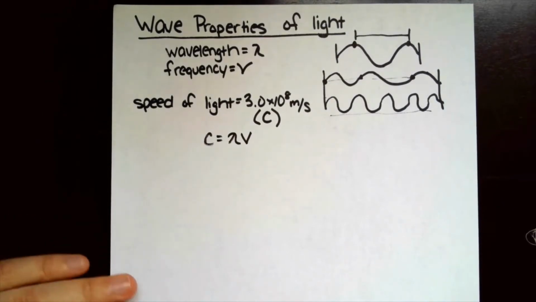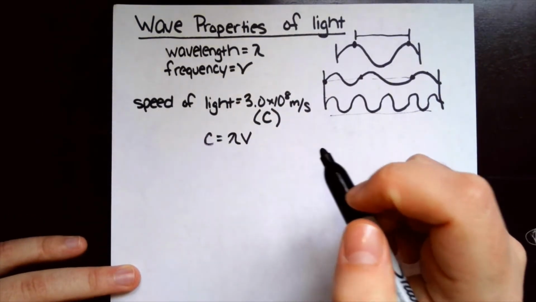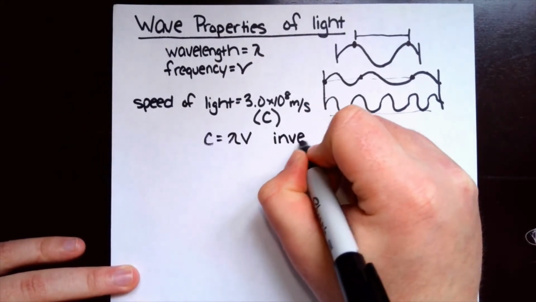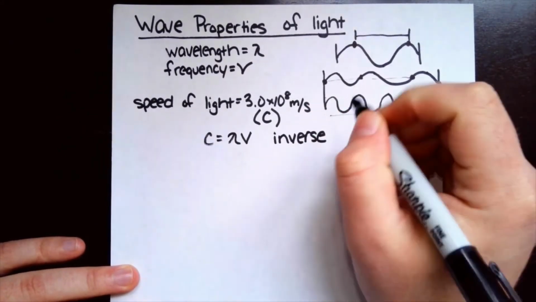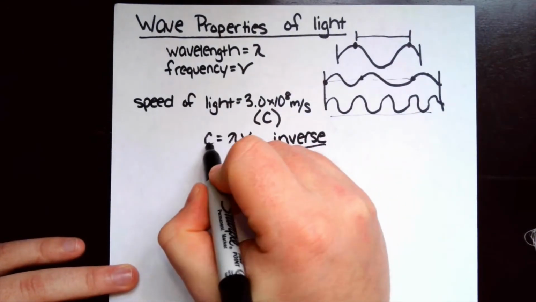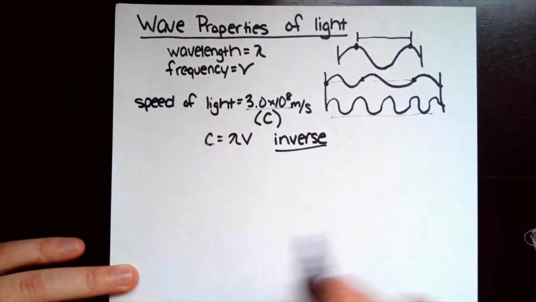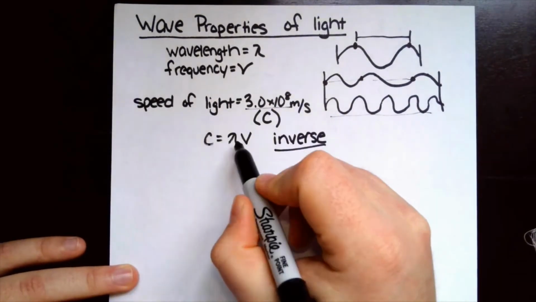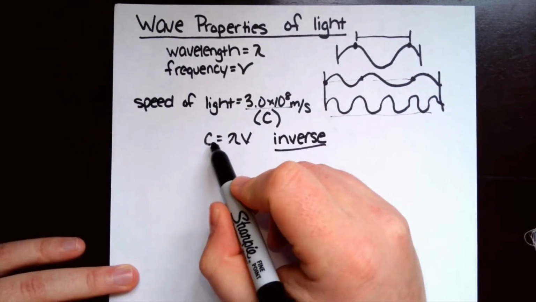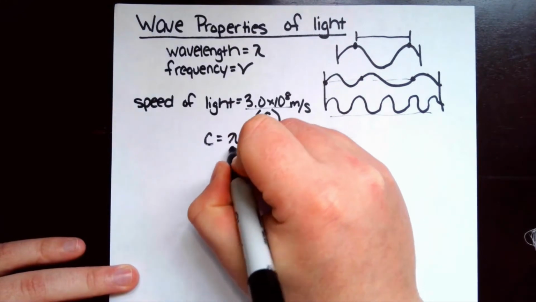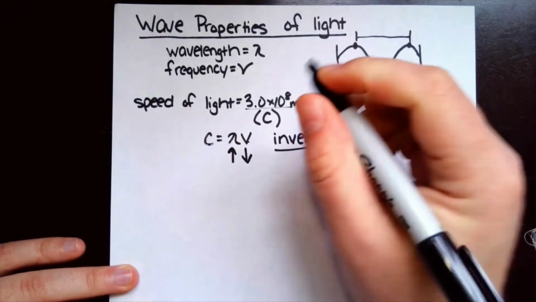So what does that tell us? That tells us that there is an inverse relationship between wavelength and frequency. What does it mean to have an inverse relationship? Well, c is a constant, this number right here, 3.0 times 10 to the 8th. That's never going to change. So if you have two things multiplied by each other, and they're equal to a constant, if one of them goes up, the other has to go down.